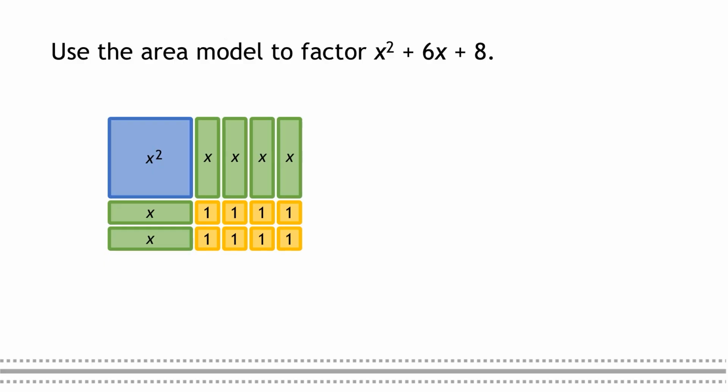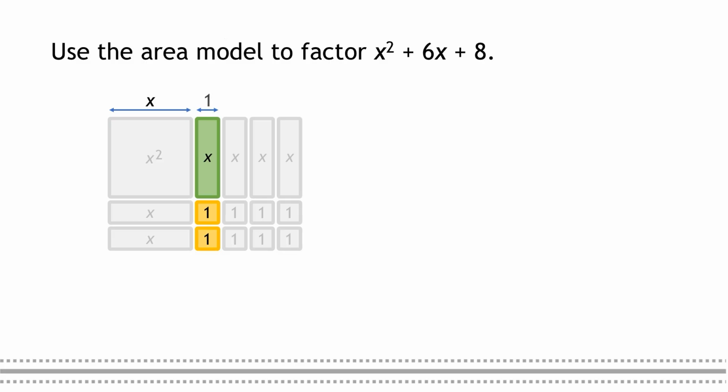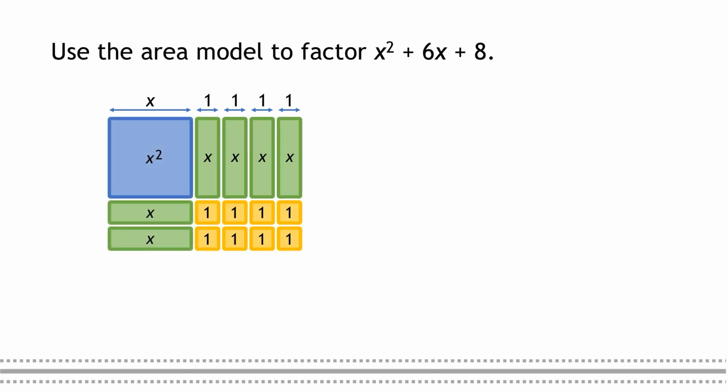What's the length? Let's look at one column at a time. So what is the length of this first column? It's x. What about the second column? 1. The third, fourth, and fifth columns all match the second, so they also have a length of 1. The entire length is 1x and 4 units, or x plus 4.